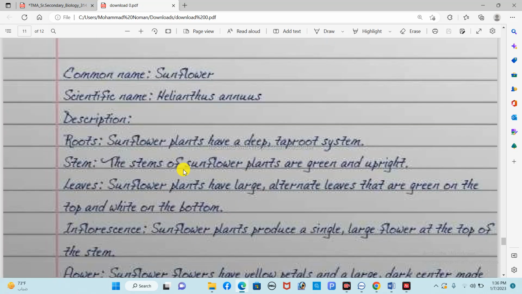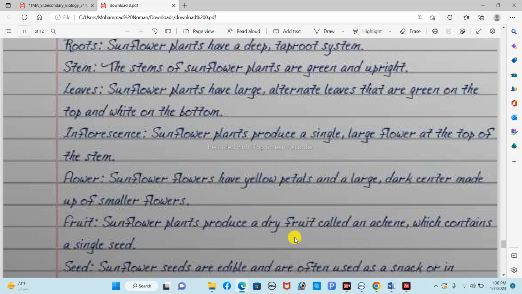Common name sunflower, scientific name Helianthus annuus. Description. Roots. Sunflower plants have a deep taproot system. The stem of sunflower plants is green and upright. Leaves. Sunflower plants have large alternate leaves that are green on the top and white on the bottom. Inflorescence. Sunflower plants produce a single large flower at the top of the stem.